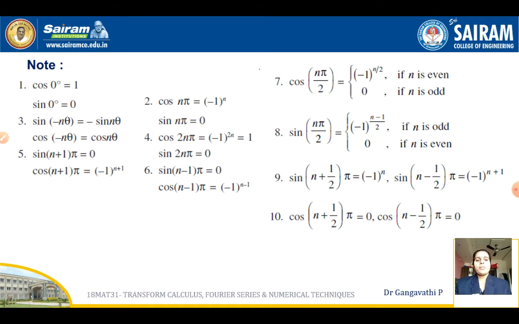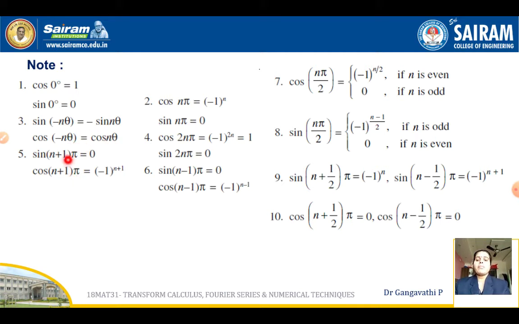Before getting into the problems, these are the main things that you need to remember, because these will be occasionally used while solving the problems. You can better note them down so that it is easy for you to remember or solve the problem in an easier way. We are going to use the value cos 0 is always 1, and we also know sin 0 is 0. Similarly, sin of minus n theta is minus sin n theta, and cos of minus n theta is cos n theta itself.